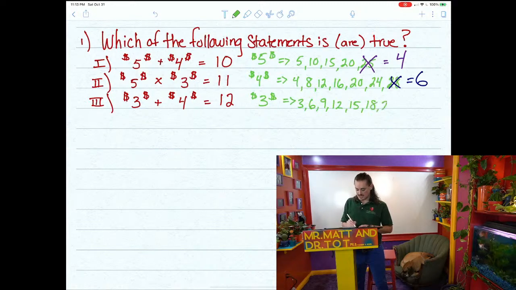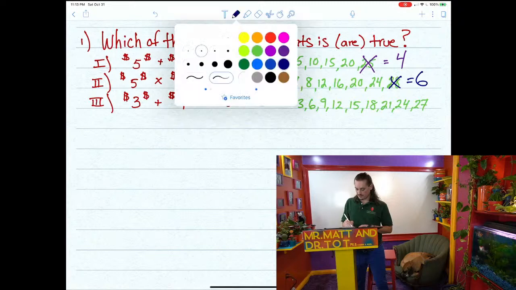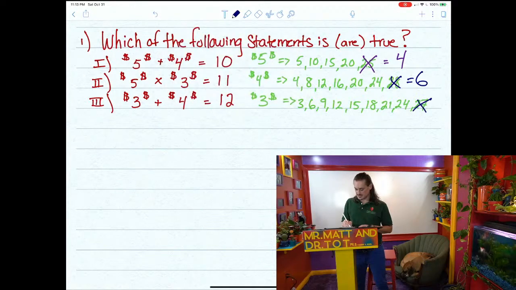Substituting these values in and checking the statement, statement 1 would say that 4 plus 6 is equal to 10. That is in fact true, so statement 1 is true. Statement 2 is saying 4 times 8 is equal to 11. 4 times 8 is not equal to 11, so statement 2 is not true.